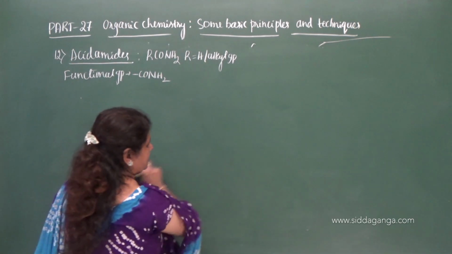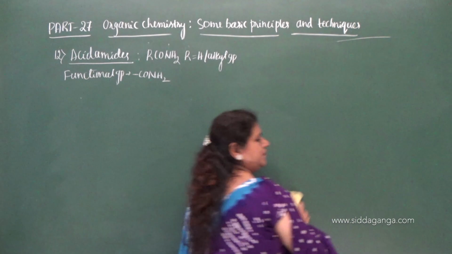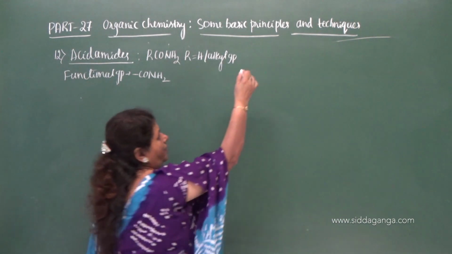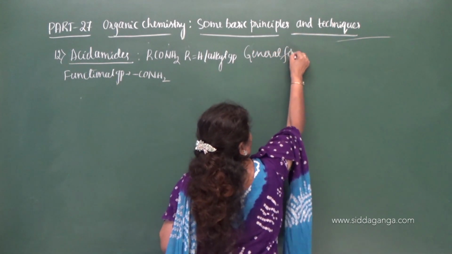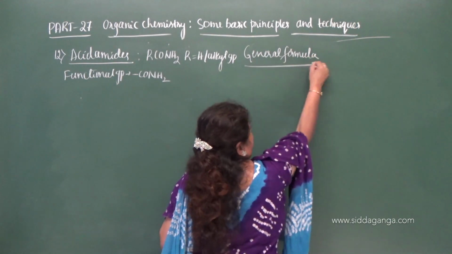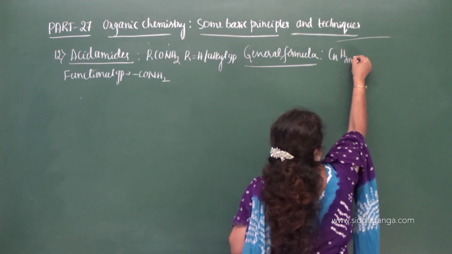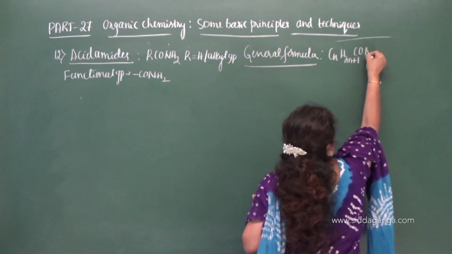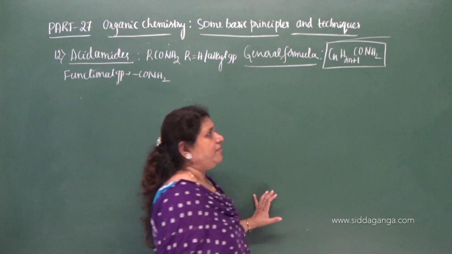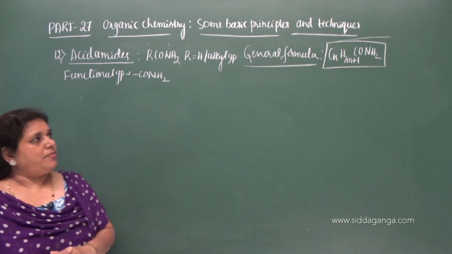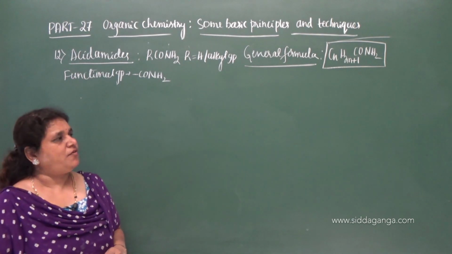Now let us consider the general formula. Write down the general formula. How are you going to write it? For the alkyl group, what is the general formula? CnH2n+1CONH2. So this is the general formula derived from alkanes, containing the functional group CONH2.